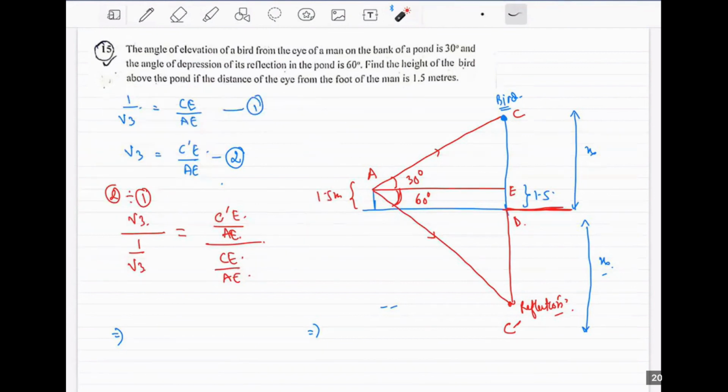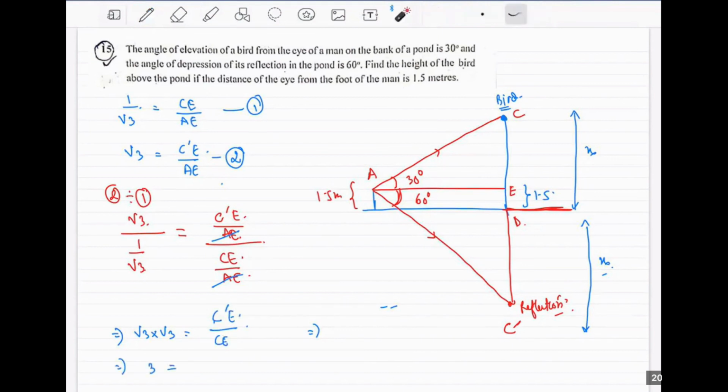Now what I can do here is cancel down AE and AE, right, they are the same. And this root 3 has to go outwards. Root 3 will be multiplied with root 3. So we will have root 3 into root 3 on the left hand side and C prime E divided by CE on the right hand side. Root 3 into root 3 is 3.